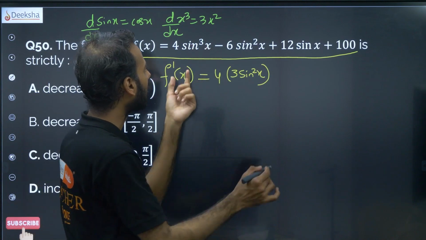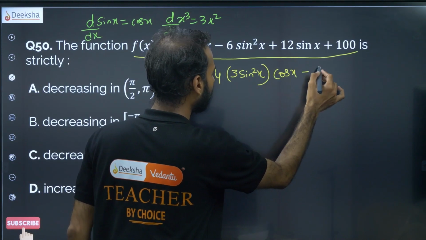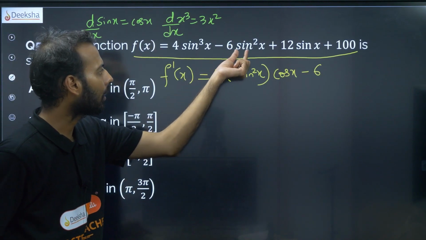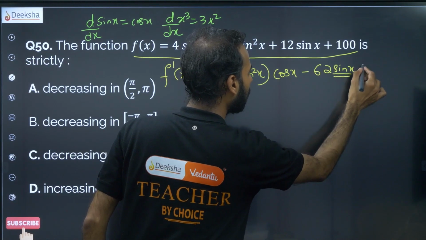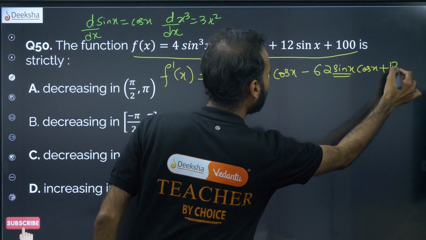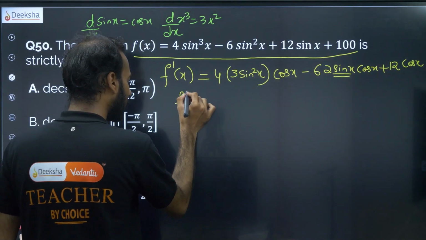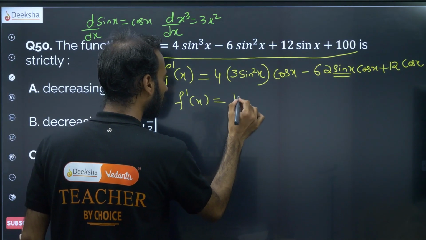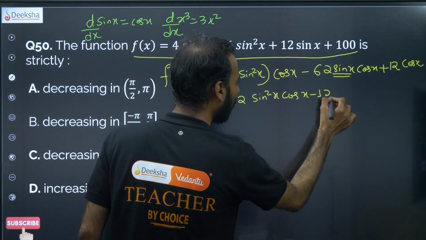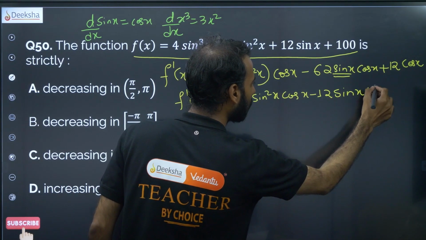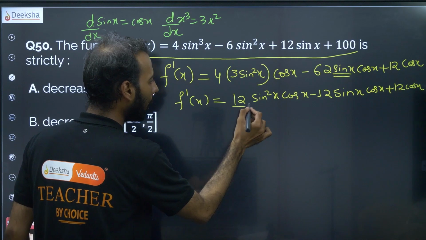For 3 sine square x, sine x for sine, I have to write cos x, minus 6. If you see here, sine square means again 2 sine x, again differentiation of sine x, cos x, plus 12. For sine x if you differentiate, you will get cos. So f dash of x is equal to 4 3s are 12 sine square x cos x minus 12 sine x cos x plus 12 cos x. Now 12 cos x.